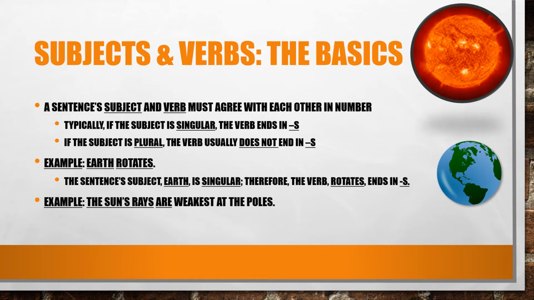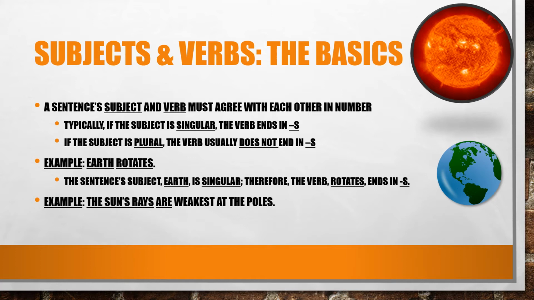Now the opposite, like I said before, is also true. Okay, here we have an example. It says the sun's rays are weakest at the poles. It's a little bit more of a complicated sentence here, but this one works with a helping verb, the word are. Are, of course, is just a word that is just the act of existing. It's a passive verb here.